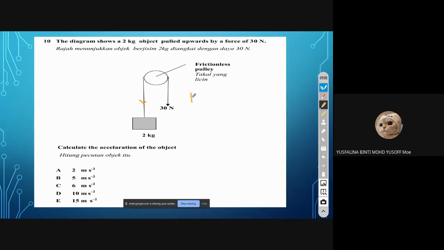Okay, so F equals ma. What is the net force here? 30 minus 20, so this one changes to Newton first. So 30 minus 20, the net force is 10 Newton. And then the mass, because the load is 2 kg, so divided by 2. So a you get 5 m/s². Okay, so the answer should be B.